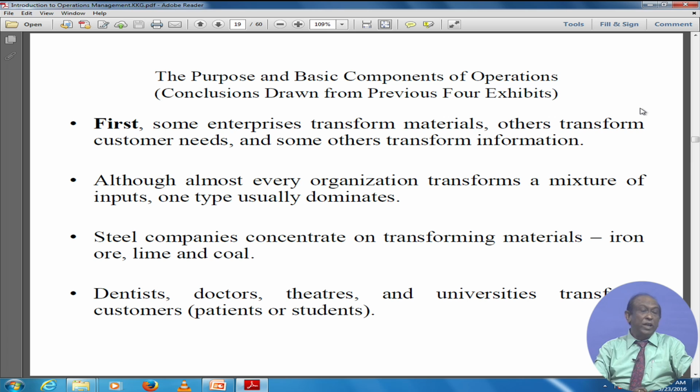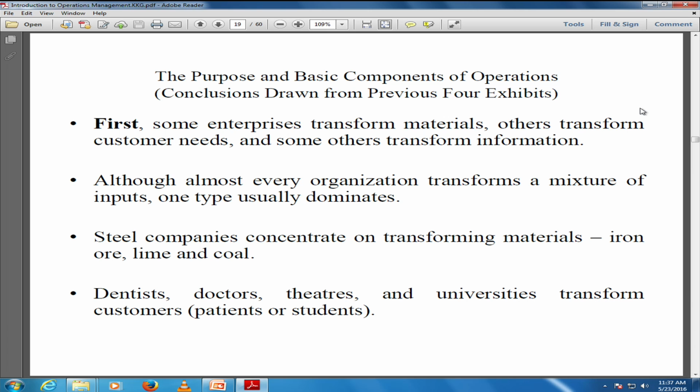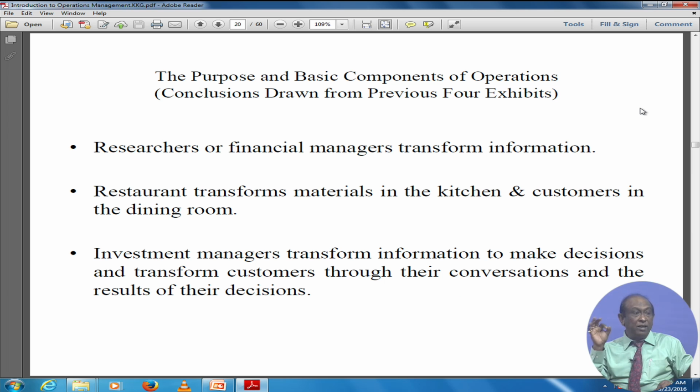Although almost every organization transforms a mixture of inputs, there is one type of input which primarily dominates. For example, steel companies concentrate on transforming materials, that is iron ore, lime and coal. Dentists, doctors, theatres and universities transform customers like patients or students. Researchers or financial managers transform information. So, there is one type which becomes the primary input. Restaurants transform materials in the kitchen and customers in the dining room. Investment managers transform information to make decisions and transform customers through their conversations and the results of their decisions.